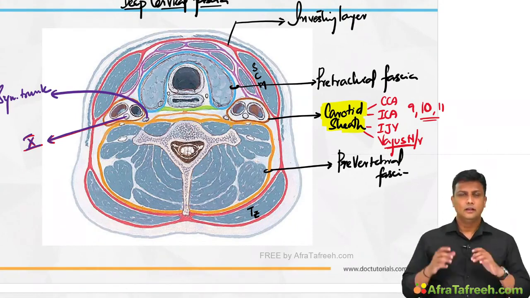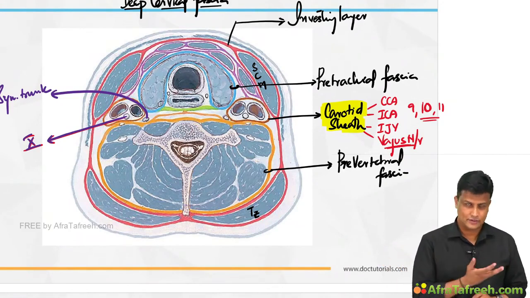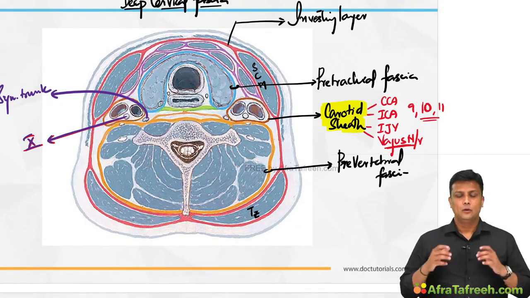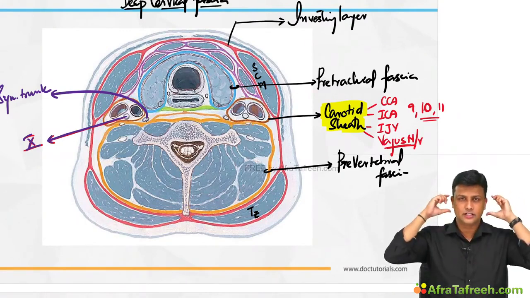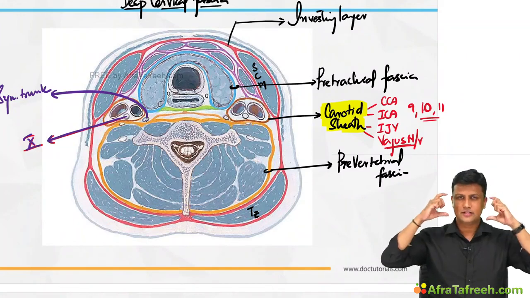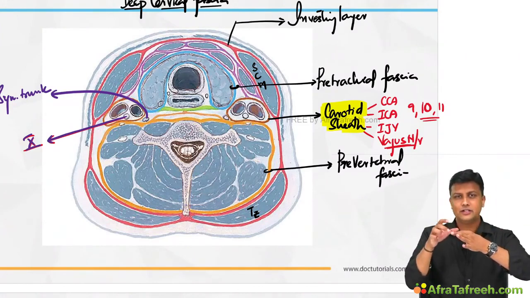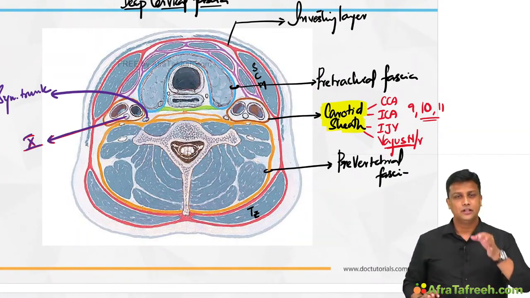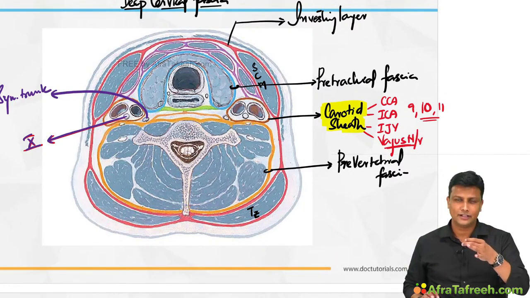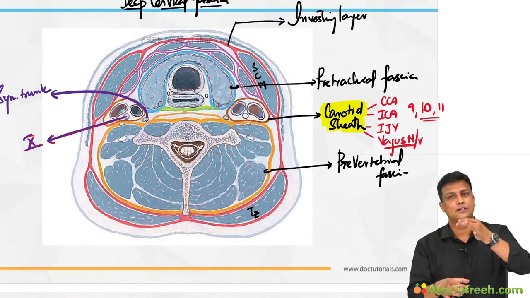I will tell you how. This diagram of the carotid sheath we are seeing in the transverse section. But when you see the entire carotid sheath, where does it begin? Remember, when you study the base of the skull, you have the jugular foramen, and just adjacent to that you have the carotid canal, and from there the carotid sheath is going to begin.